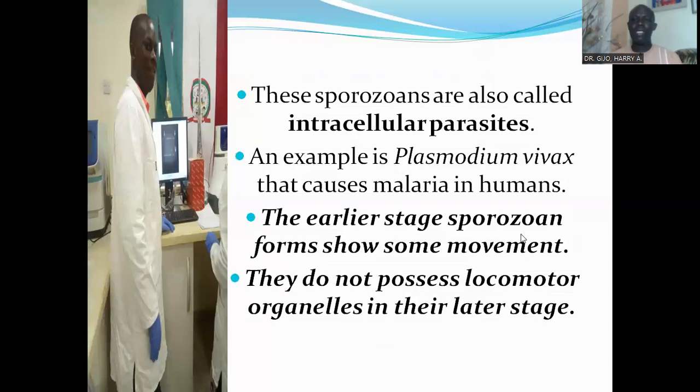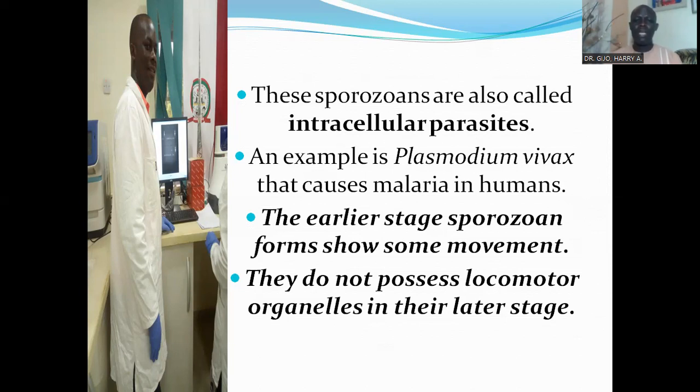These sporozoans are called intracellular parasites. They live within cells to cause problems. An example is Plasmodium vivax, which causes malaria in humans, or Plasmodium falciparum. We have different species of Plasmodium: Plasmodium vivax, Plasmodium falciparum, Plasmodium ovale. These are responsible for malaria in humans, particularly Plasmodium falciparum.